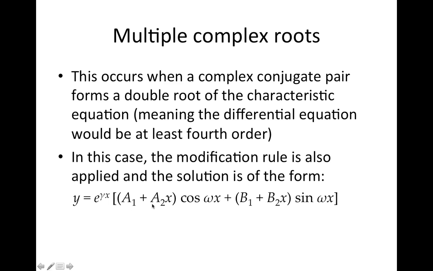So this is our modification rule for higher order roots being applied when we have a higher order complex conjugate pair. And you notice that that doesn't affect the damping part, the e to the gamma x. It only affects the sinusoidal part.